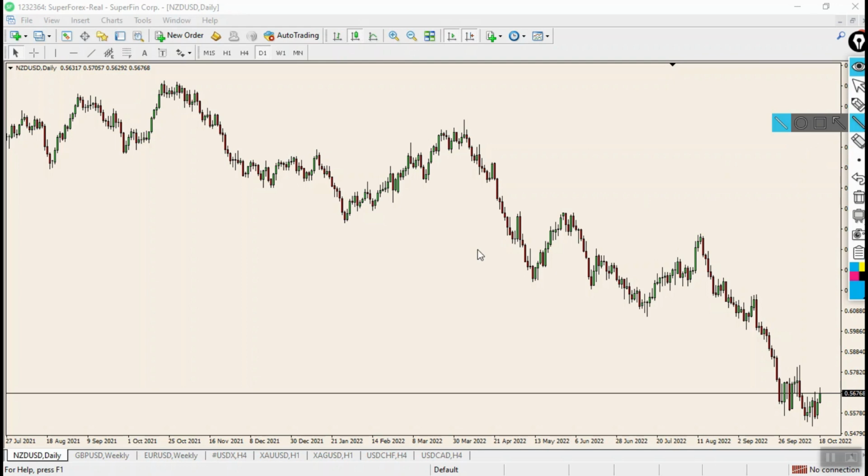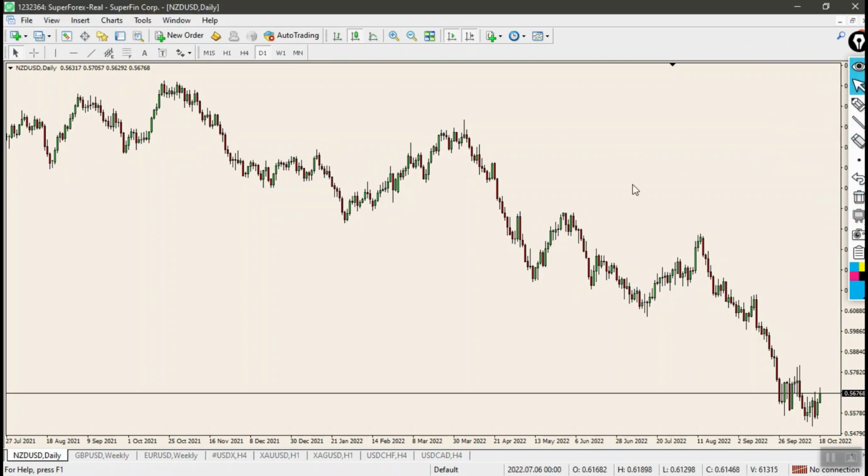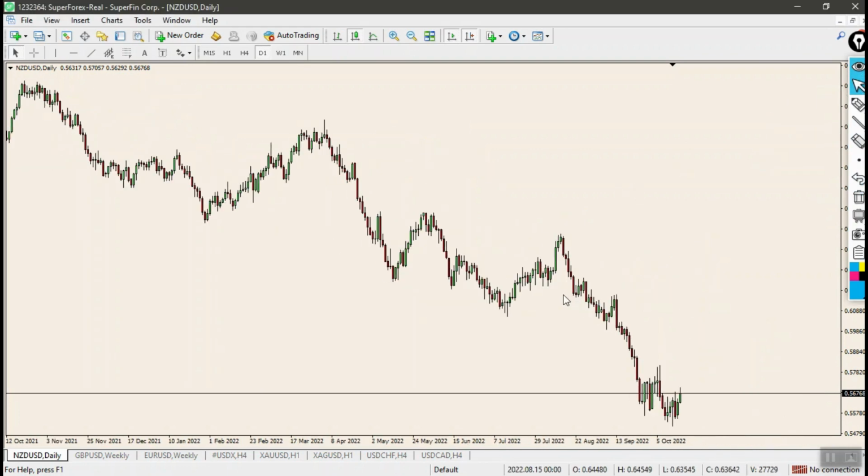Okay, so as you can see, we've had this structure here, which is a continuation pattern. We've had this structure here, which is a continuation pattern on itself. This structure here, this structure as well, there's this structure here, and so on and so forth. So as of now, the market is where it is right now. So let's go on the 4-hour for further clarity.